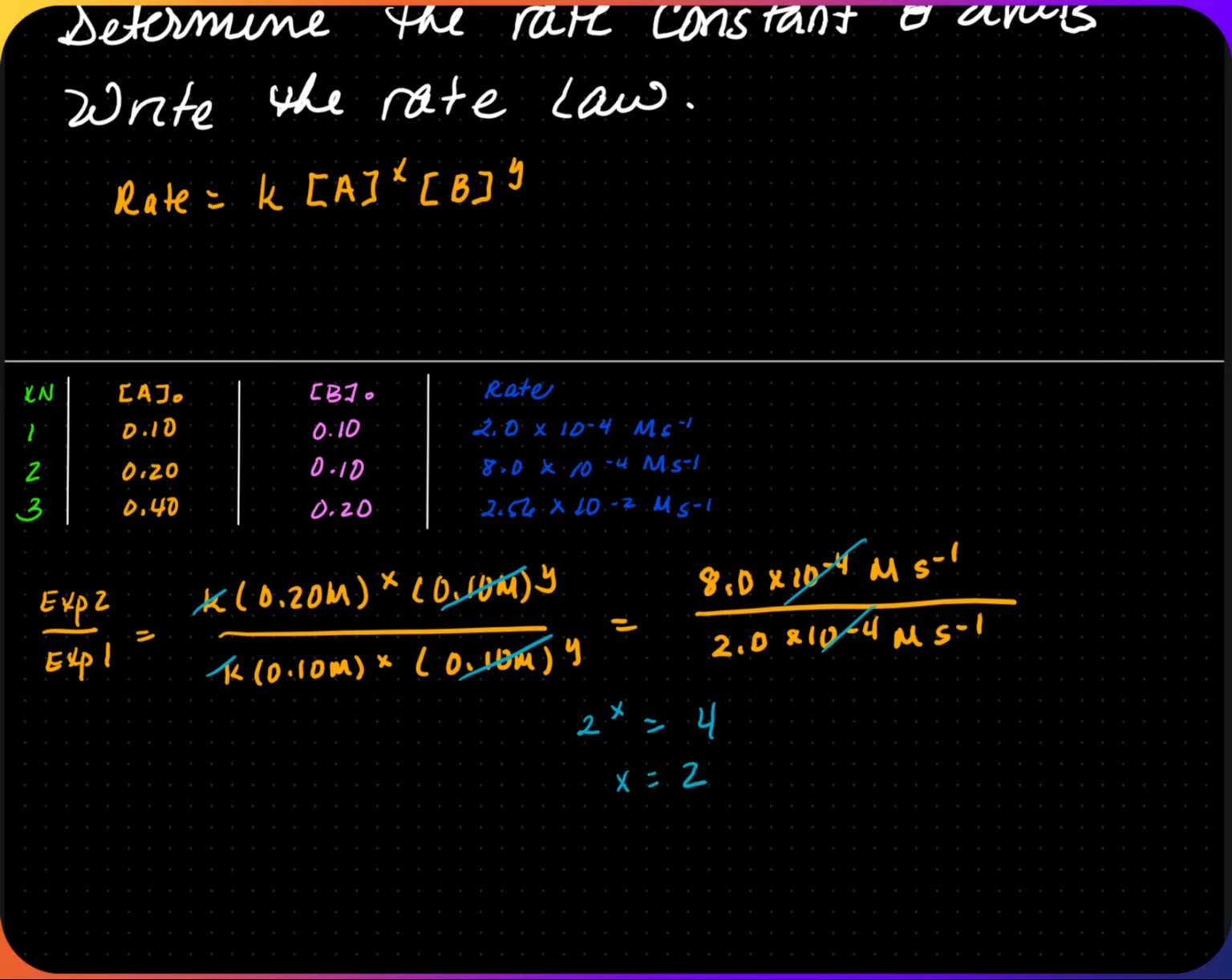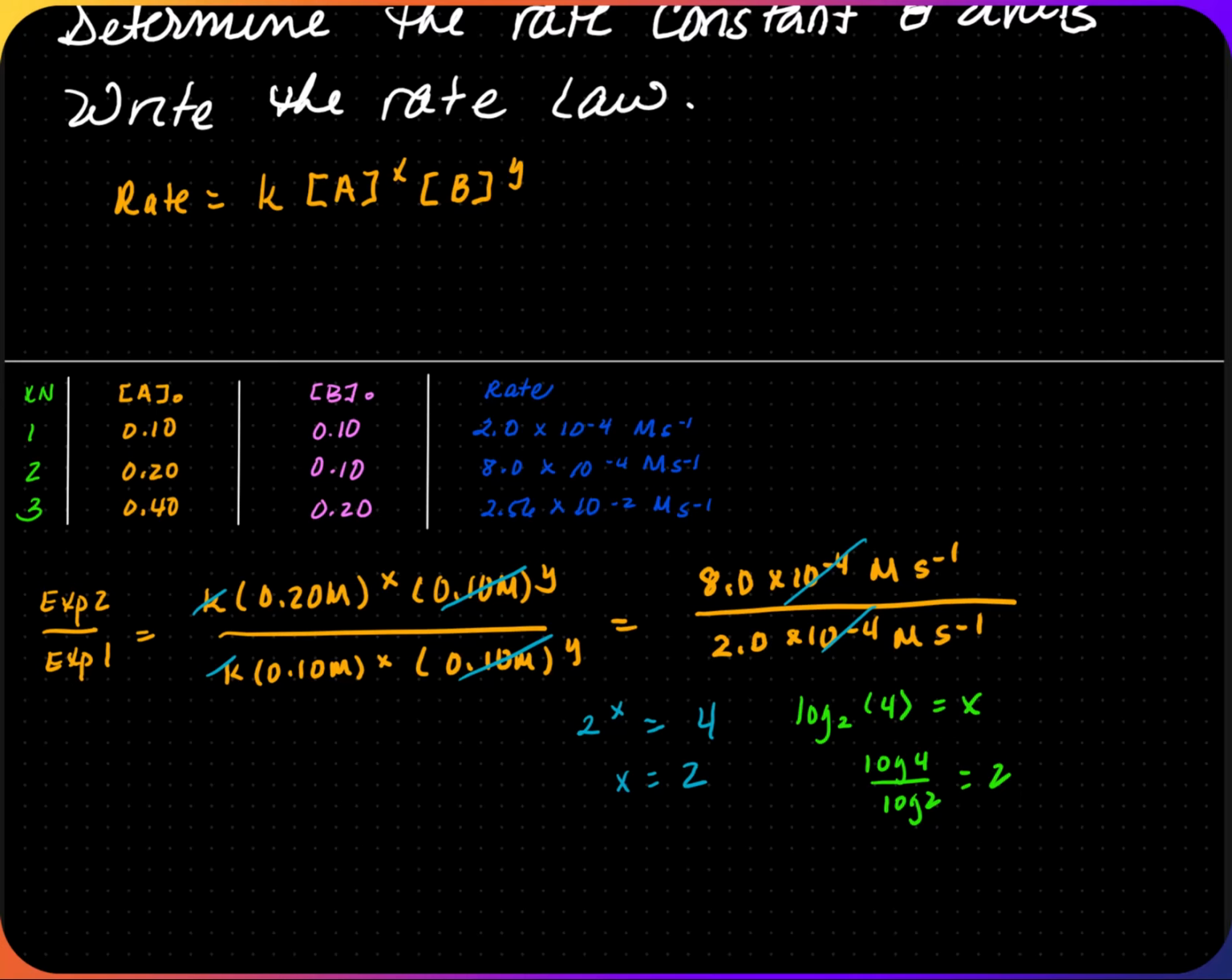Or again, you could rewrite this. If you rewrite this, this is going to be log base 2 of 4 is equal to x. And since it's not base 10, we need to rewrite it. So this is going to be log of 4 divided by log of 2, which will also give you 2 if you plug it into the calculator correctly.